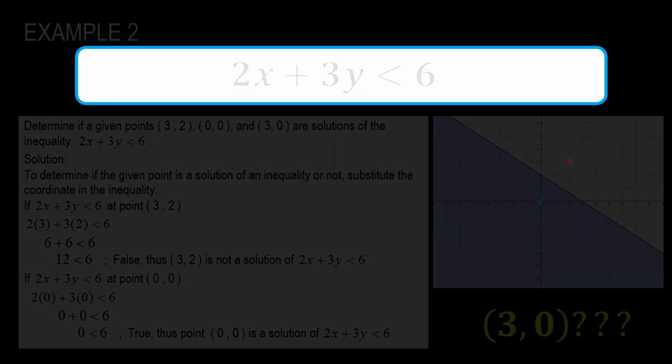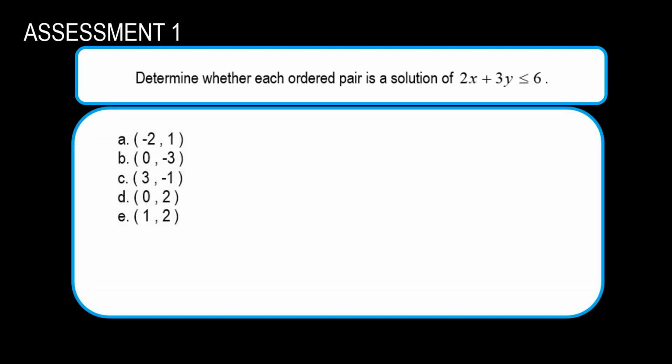Now let's proceed to the assessment. So just get a piece of paper and try to plug in the values, and if it's true, then you can put check here. You can write check and X. If not, it's your choice what's your answer, and it should be based on your solution. Okay, that's the assessment number 1.